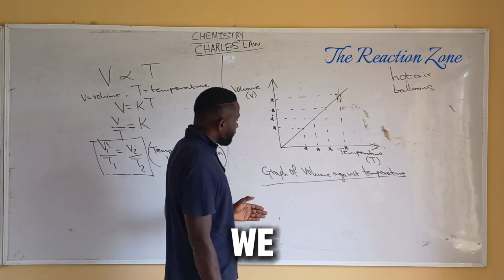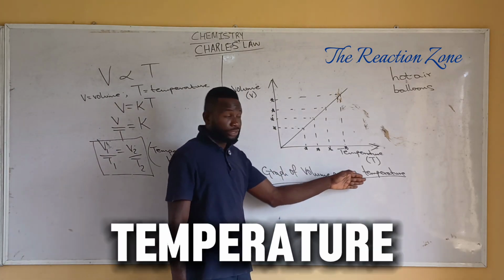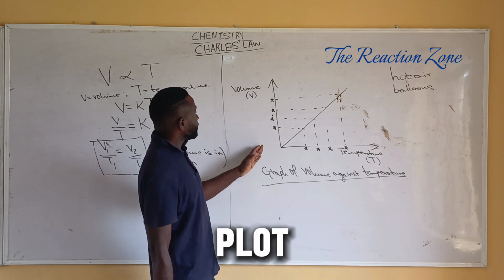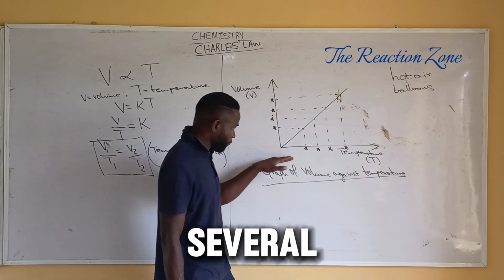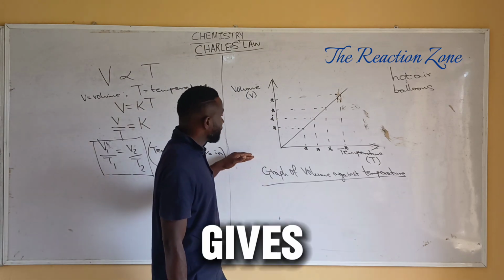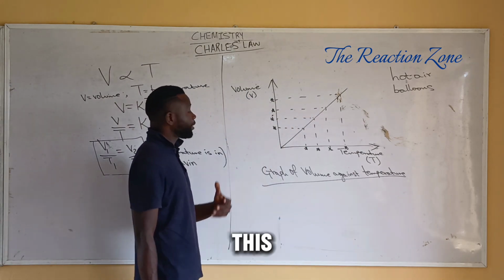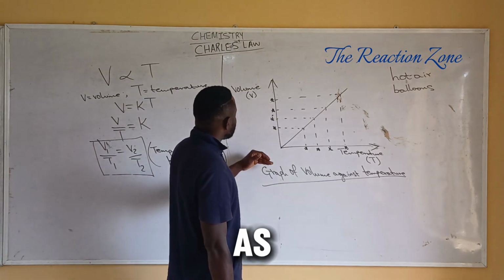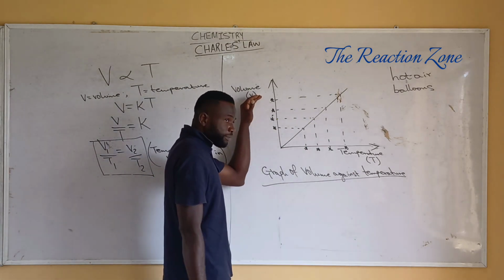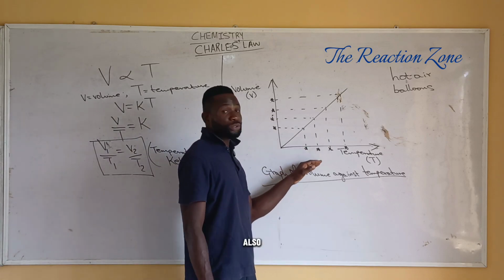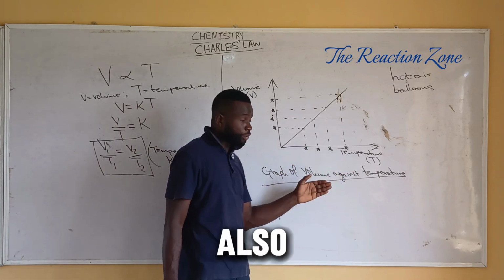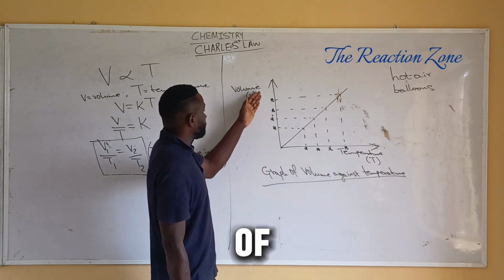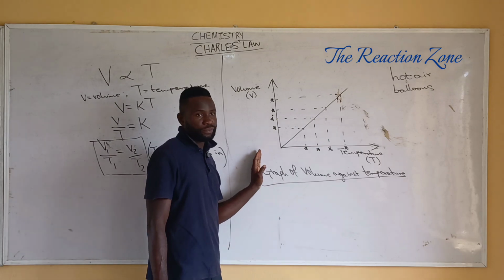Here, we have a graph of volume against temperature. Looking at this graph, when you plot several values of volume against several values of temperature, you can see that it gives us a straight line graph. And what this means is, as the values of volume increase, the values of temperature also increase. Also, as the values of temperature decrease, the values of volume also decrease.